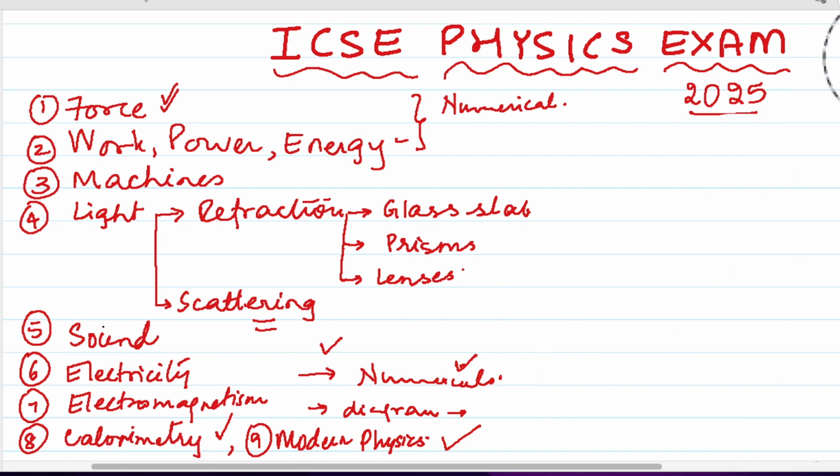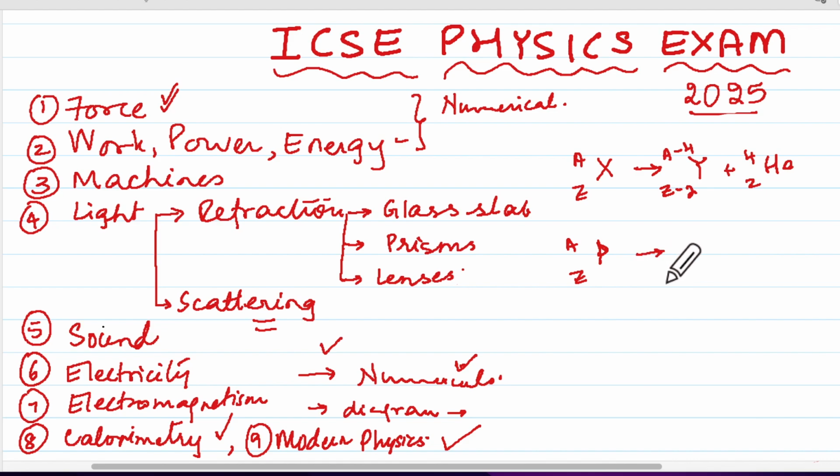In numericals, when an alpha particle is emitted, what happens if you have X with mass number A and atomic number Z? It is going to lose an alpha particle, it is going to become A minus 4 and Z minus 2, plus the alpha particle, which is helium 4 2. Then if it is beta, you will have, let us say, P with A and Z becoming Q, plus the beta particle. Beta particle is an electron. Why does it come from the nucleus?